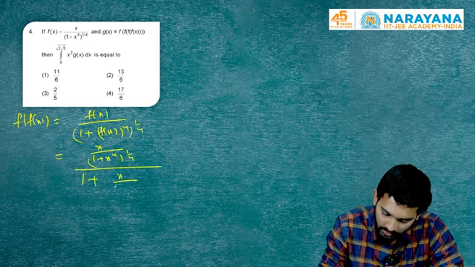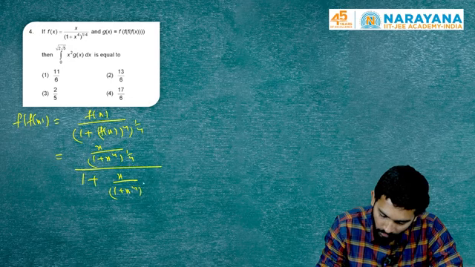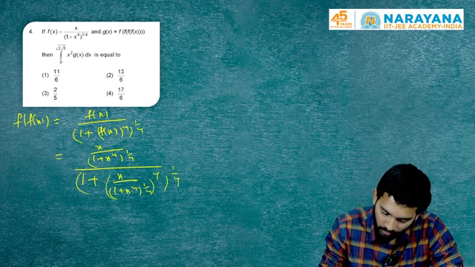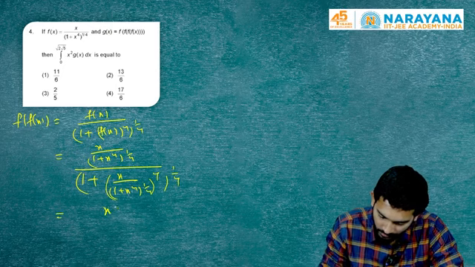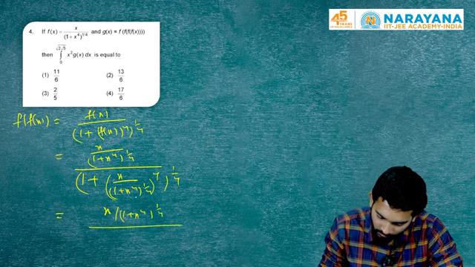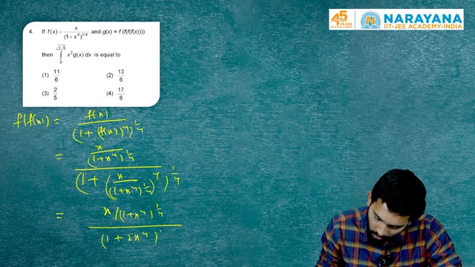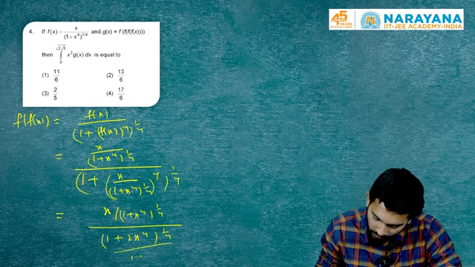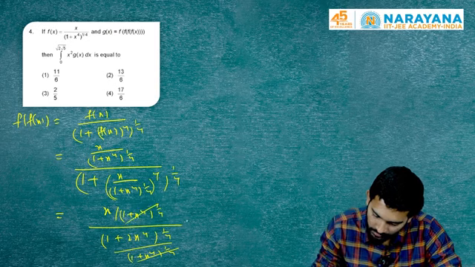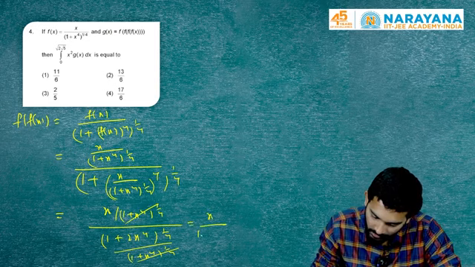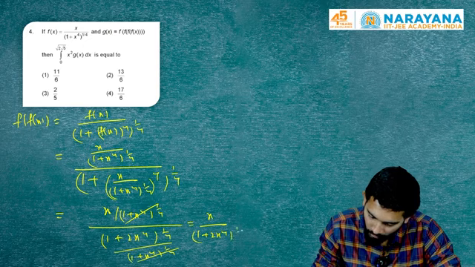1 plus x by (1 plus x power 4) whole power 1 by 4 whole power 4, whole power 1 by 4. So this will be simplified to x by (1 plus x power 4) whole power 1 by 4 divided by, so 1 by 4 and 4 will cancel, and it will be (1 plus 2x power 4) whole power 1 by 4 divided by (1 plus x power 4) whole power 1 by 4. So these two things will cancel. I am getting it as x by (1 plus 2x power 4) whole power 1 by 4.